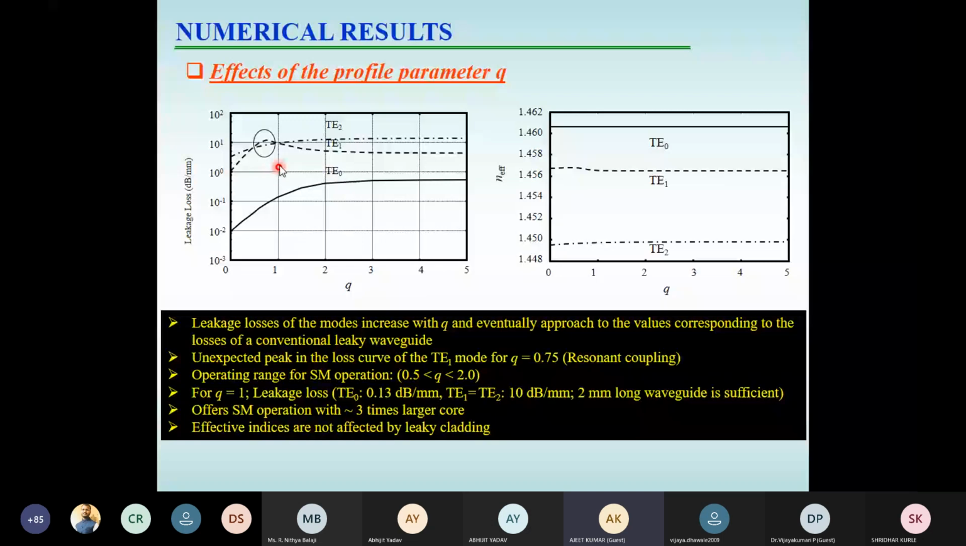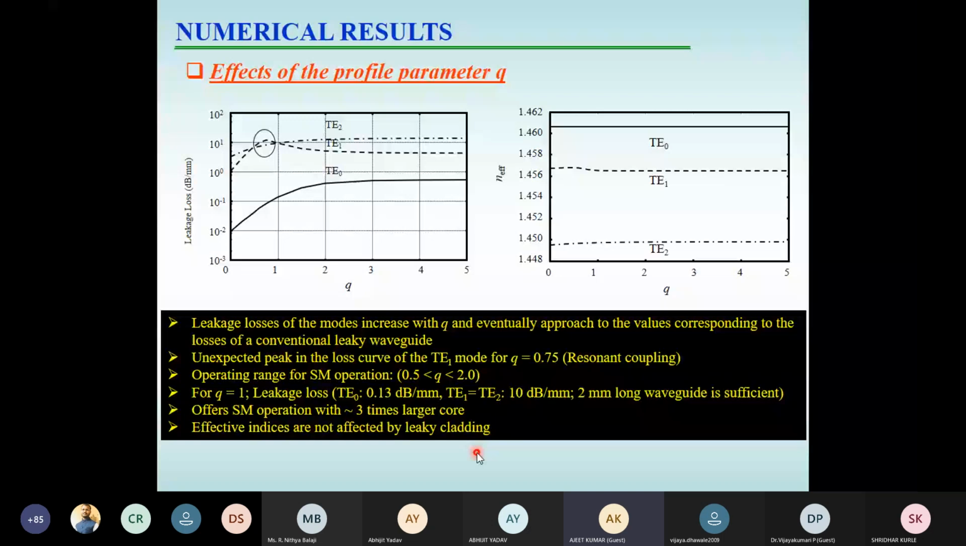For example, you can see the loss of the fundamental mode is 0.13. However, the first and next higher order modes are close to 10 dB. This means if you take this design parameter Q equal to 1, you can achieve single mode operation with just a 2 mm long propagation length and with a core size approximately 3 times that of your conventional structure. As a conclusion, we saw that there is a special effect called resonant effect, which has increased the differential leakage loss in the structure.